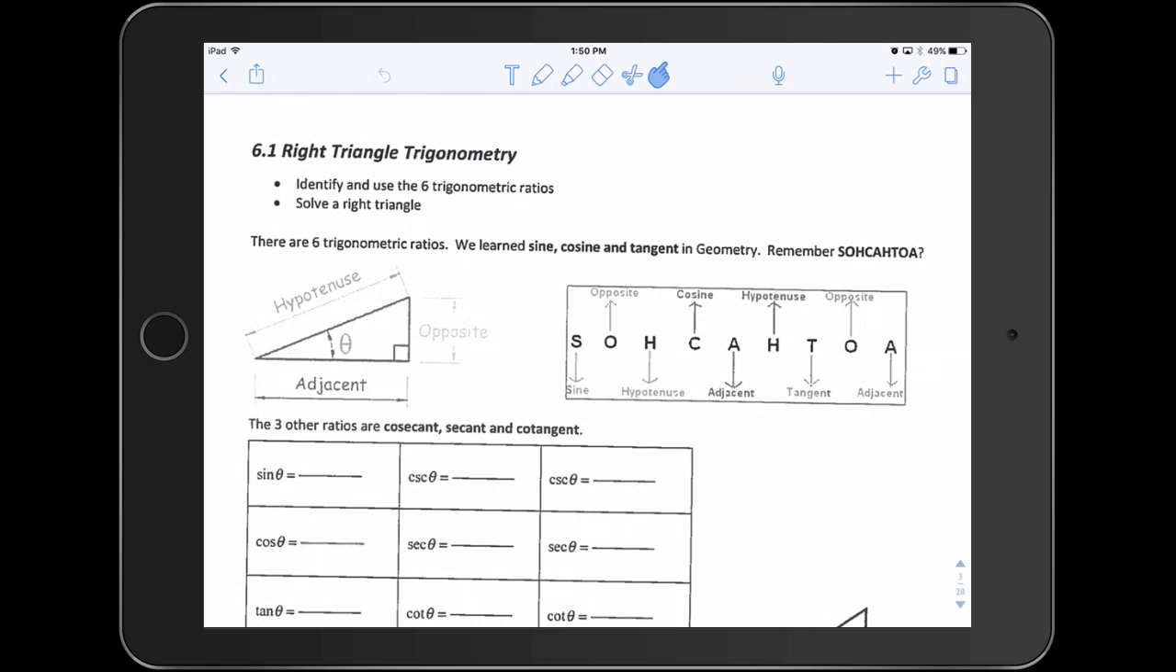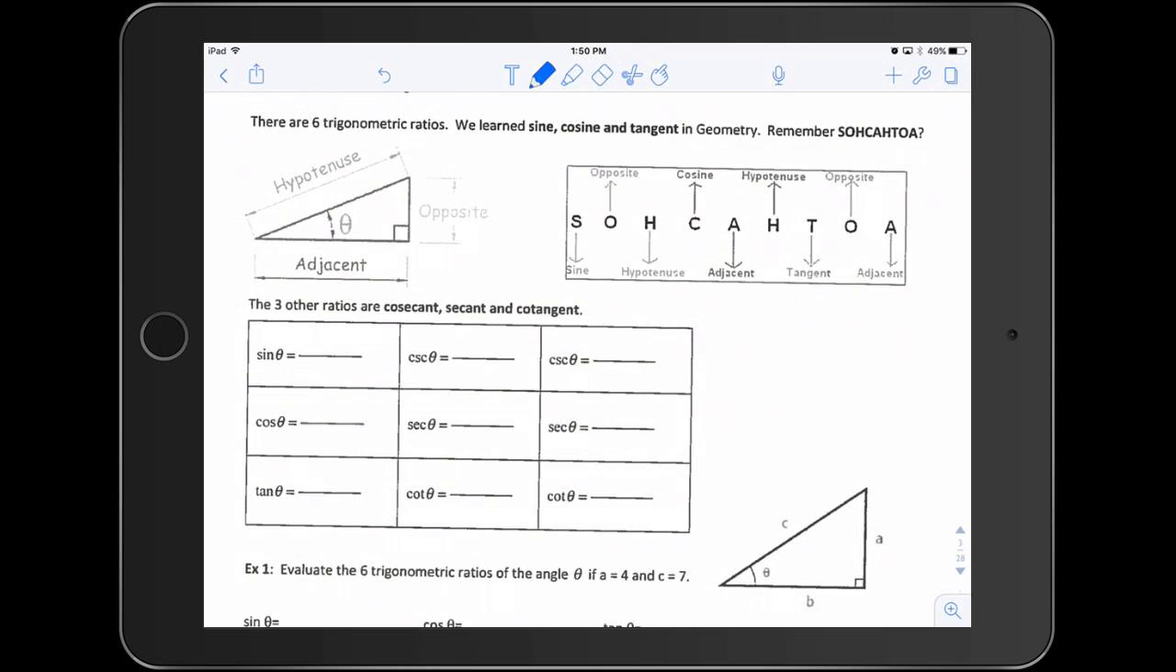I'm going to say that this part in general is going to be what we're going to label as Part A. We're breaking this section 6.1 into two parts, Part A and Part B, where the first page here is going to be your Part A. So here we go. Our objectives here are to identify and use the 6 trig ratios, and the second is to solve right triangles. And the first part here is getting into the six trig ratios.